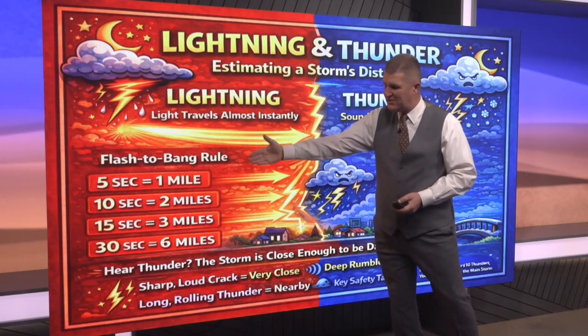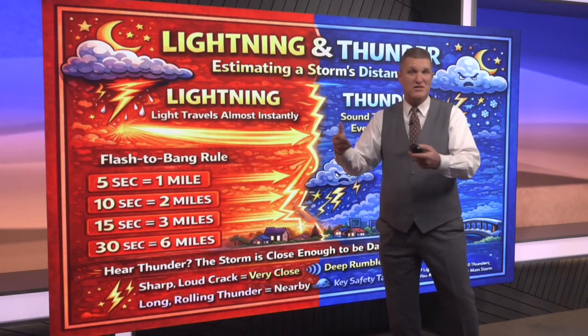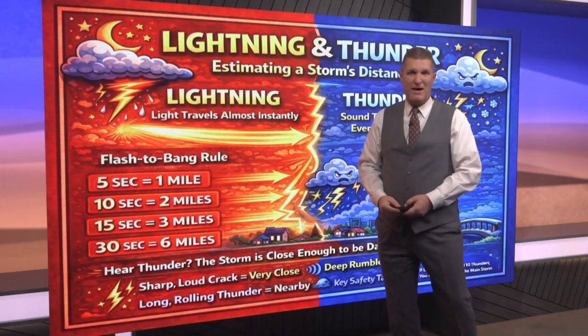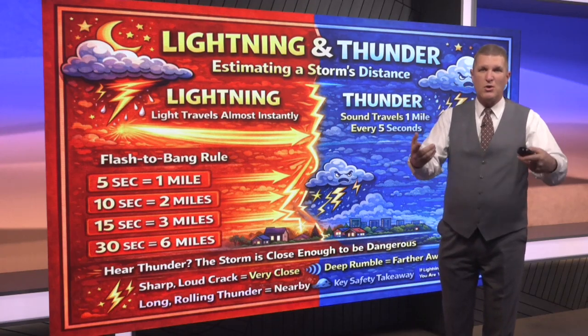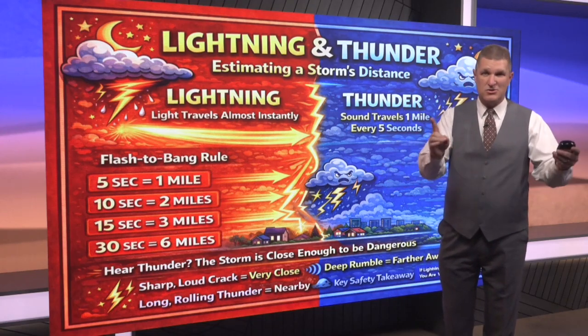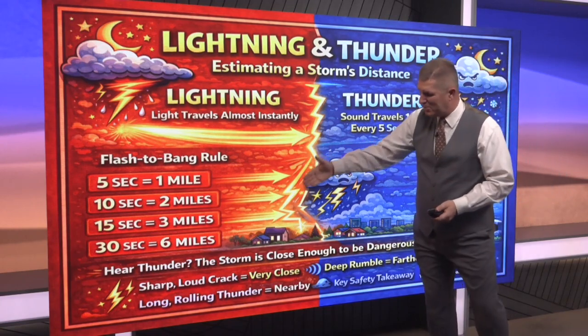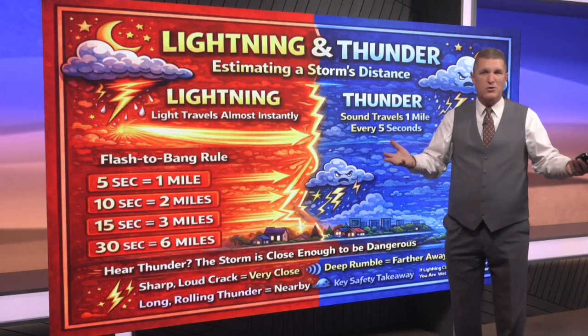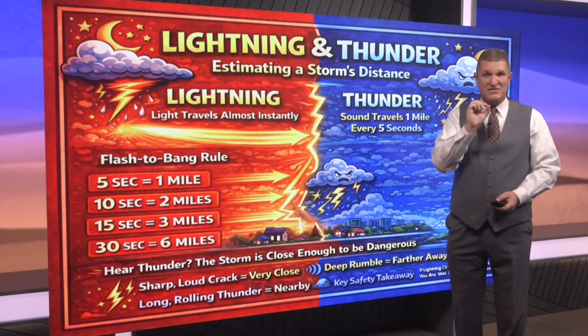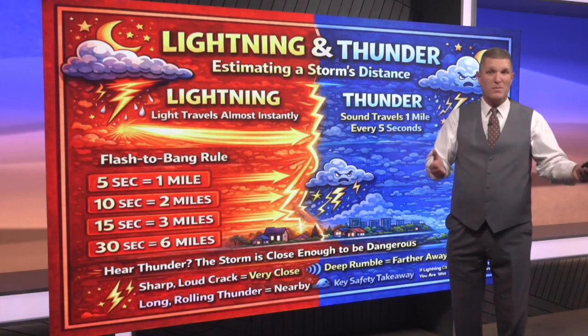So for example, if it's 30 seconds between the lightning flash and the crack of thunder, you're about 6 miles away. Now remember, if you can hear thunder, you are close enough to be struck by the lightning. So just remember that. Of course, a sharp, loud crack means that storm is very, very close. The long rolling thunder means that the storm is nearby, and if it's a deep rumble, that means that the storm is a little bit further away.